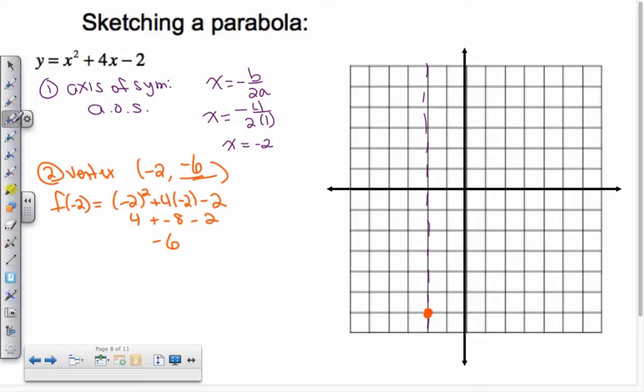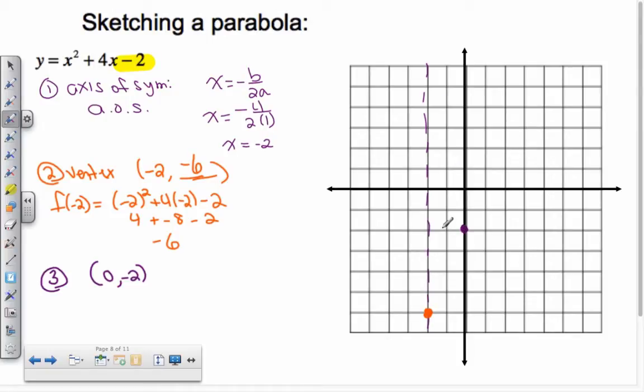Now, what I want you to do is just find a third point. If you can plot the y-intercept, you do the y-intercept, and in this case we can, because remember, the y-intercept is that value right there. So we know we have the point -2, and so (0, -2) is here.